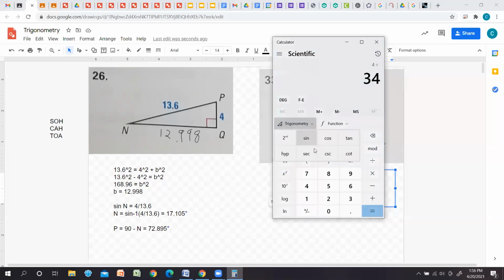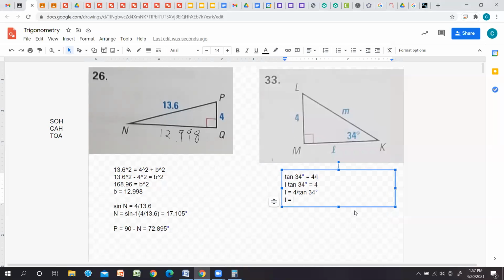So again, on my calculator, I put the angle first. Make sure it says degrees here. Then I press tangent. In your calculator, maybe you press tangent first. So experiment with your calculator. So this is the value of tangent of 34. Then I press equals, get the final answer, which is 5.93. So the length of L is 5.93.